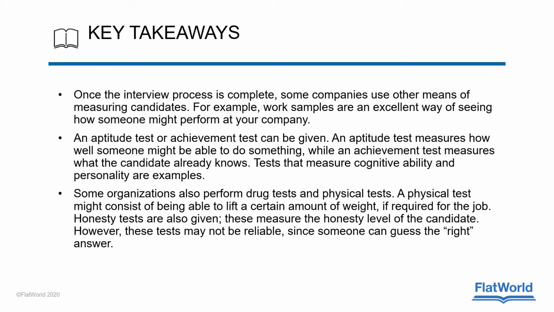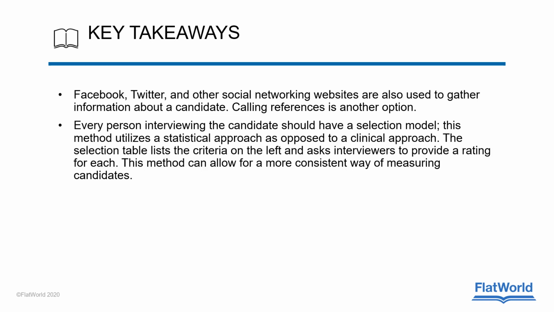Some organizations are also going to perform things like drug tests and physical tests. Physical tests obviously might consist of being able to lift a certain amount of weight, and then honesty tests can be given. These measure the honesty level of the candidate. However, these tests may not be reliable since someone can guess the right answer, so they can attempt to game the test. That would cut down on the reliability, of course. Some other things to keep in mind are that Facebook, Twitter, and other social networking websites are also used to gather information about a candidate. And calling references is another option.